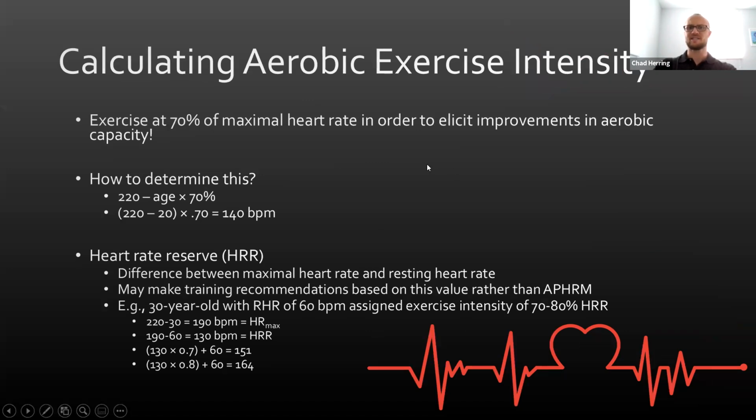Calculating aerobic exercise intensity. Now, the great thing about wearables, wearable technology, is that it gives us our heart rate right there on our watch very easily. But in general, 70% of max heart rate is a good rough estimate of heart rate, percentage of max heart rate to shoot for if we're talking about aerobic training. Now, this is going to vary depending on the type of exercise, but it's a good general starting point to aim for with aerobic training.